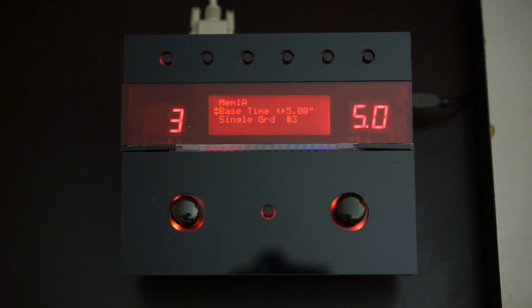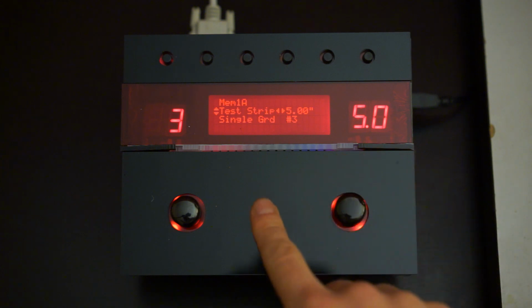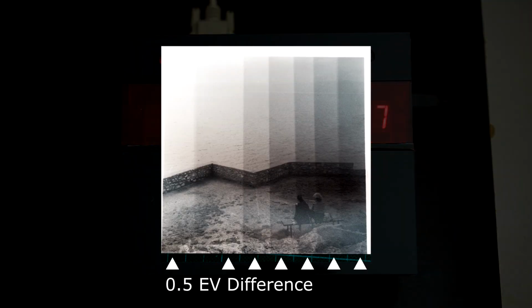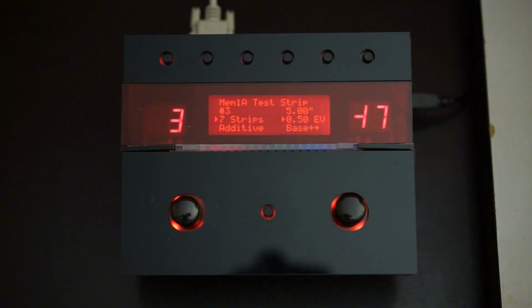In real life though, it is not really needed to make adjustments like that often, because how you determine your exposure time is usually by making test strips. In order to go to the test strip mode, all you have to do is select test strip from the main menu. The default settings shown here are how I normally make my test strips. I start by making 7 exposures on a single piece of paper with half a stop difference between each of them. The base time that I've set will be the minimum time and all the strips will be exposed for half a stop longer by each step.